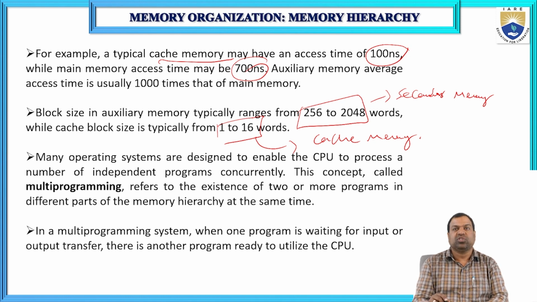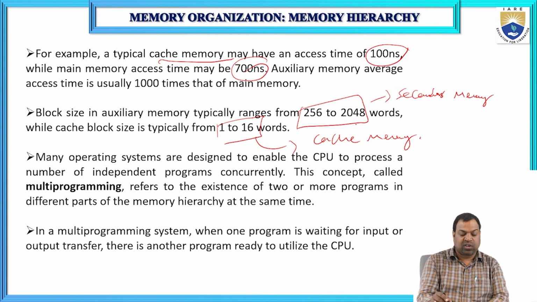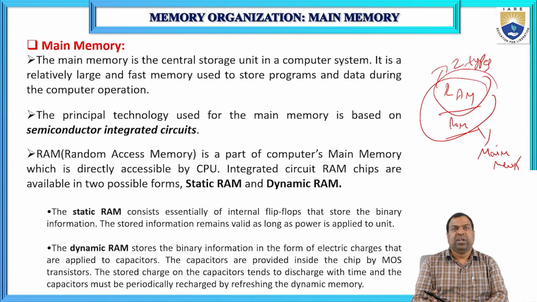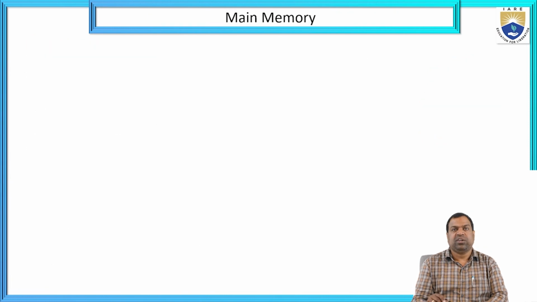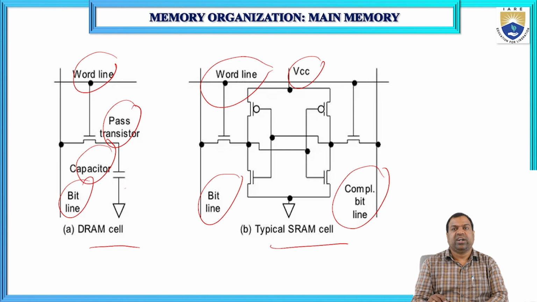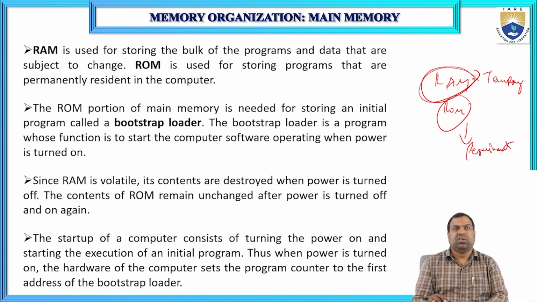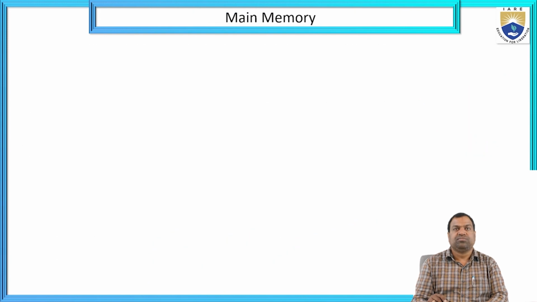And what does block size mean? The range is 256 to 2048 words for auxiliary memory, and when I'm using cache memory, 1 to 16 words are needed. So it is multiprogramming. And the data transfer between auxiliary and main memory is called the memory management system. Main memory is of two types: static RAM and dynamic RAM. It is about the static and dynamic RAM with circuit diagrams, and these are the differences of SRAM and DRAM. And it is about the RAM and ROM with bootstrap loader.